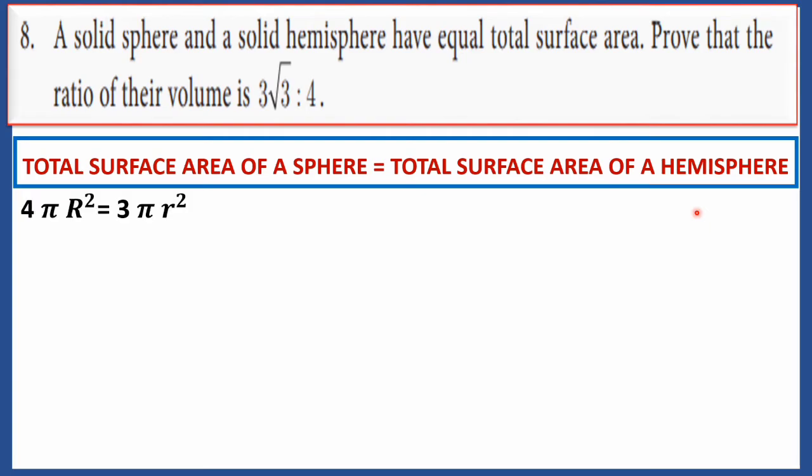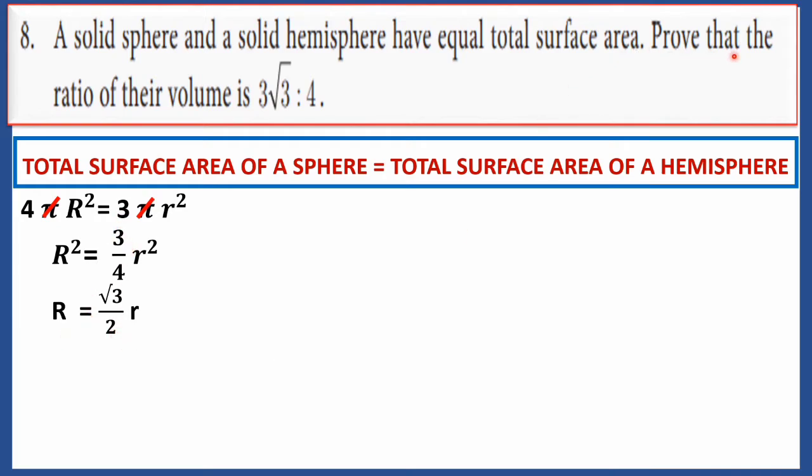4 pi r square for the sphere, and 3 pi r square for the hemisphere. For differentiating the radius, we have to put capital R for the sphere and small r for the hemisphere. Just strike out the like terms. Then take this 4 to the right hand side. R square equal to 3 by 4 r square. Take the square root. R equal to root 3 by 2 r.